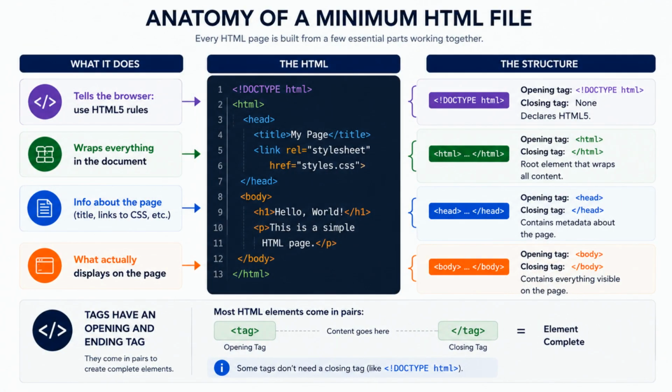This breaks down the 5 required pieces of a valid HTML file and shows what each one actually does, side by side with the real code. DOCTYPE declares HTML5 rules. HTML wraps everything. Head holds page info that isn't directly visible, right now just the title. Body holds everything that actually displays. Point out the bottom callout. Most elements come in opening and closing pairs, and forgetting the closing tag is one of the most common early mistakes.